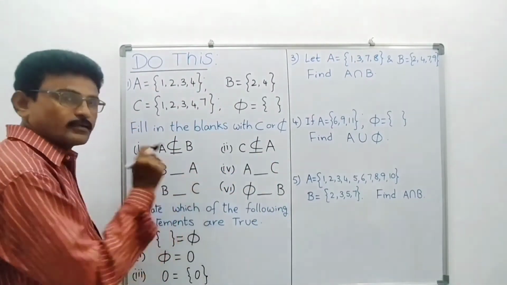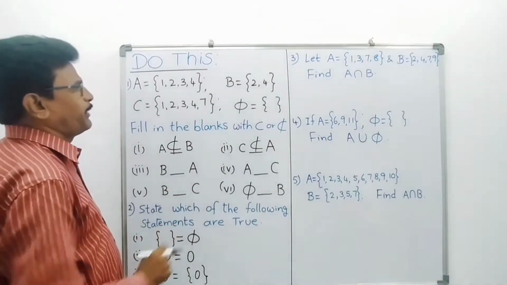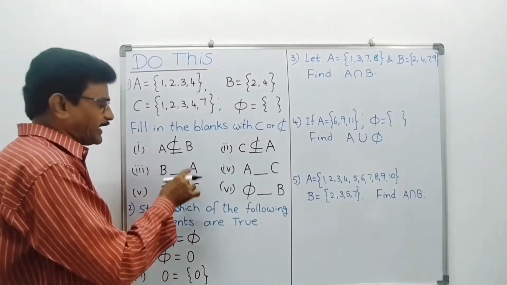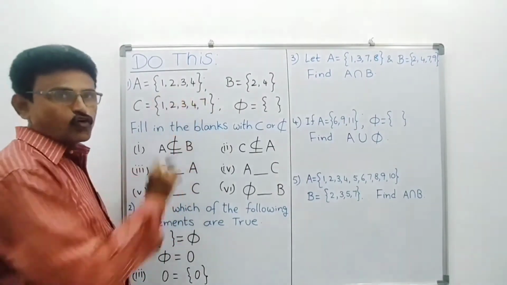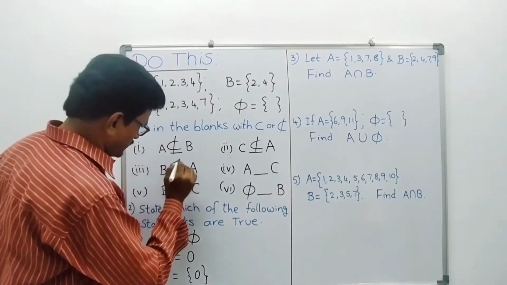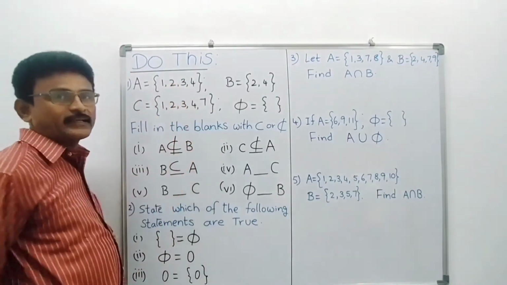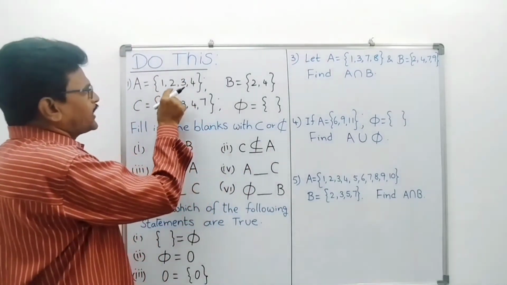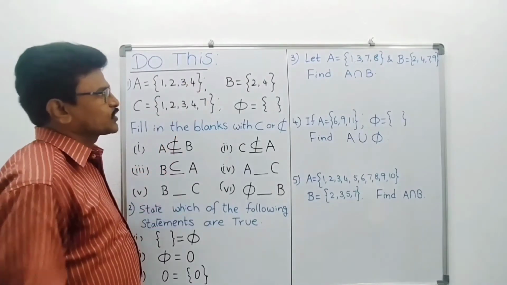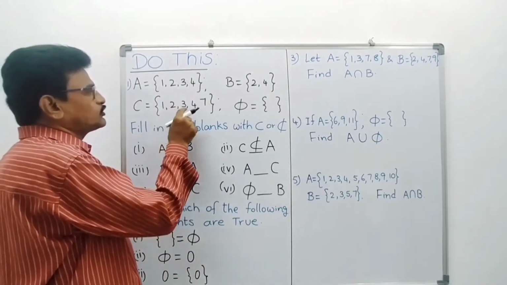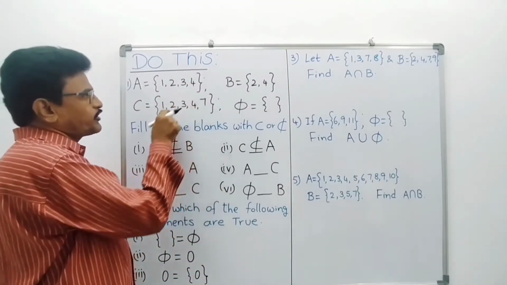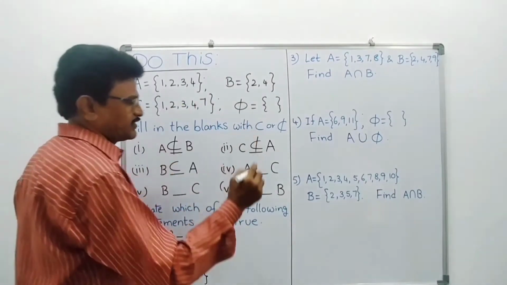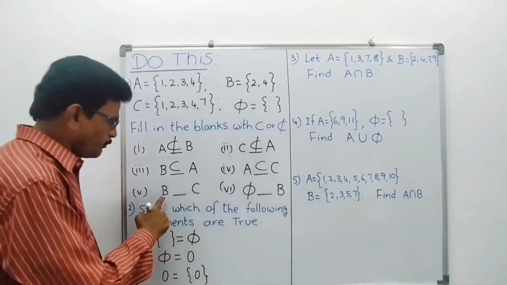Now B, subset or not to A. Elements in B: 2, 4. Now read A: 2, 4, yes, 2, 4 elements are there. It is a subset. B is a subset of A. Okay. Now A to C. A: 1, 2, 3, 4. Now C: 1, 2, 3, 4, 7. Yes, here also we are seeing 1, 2, 3, 4. Yes, it is a subset.